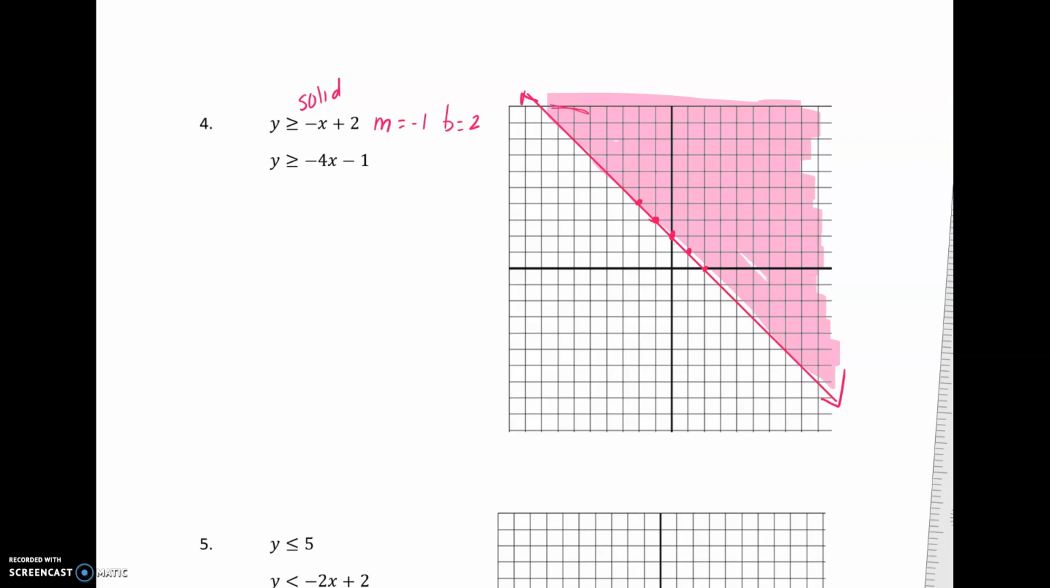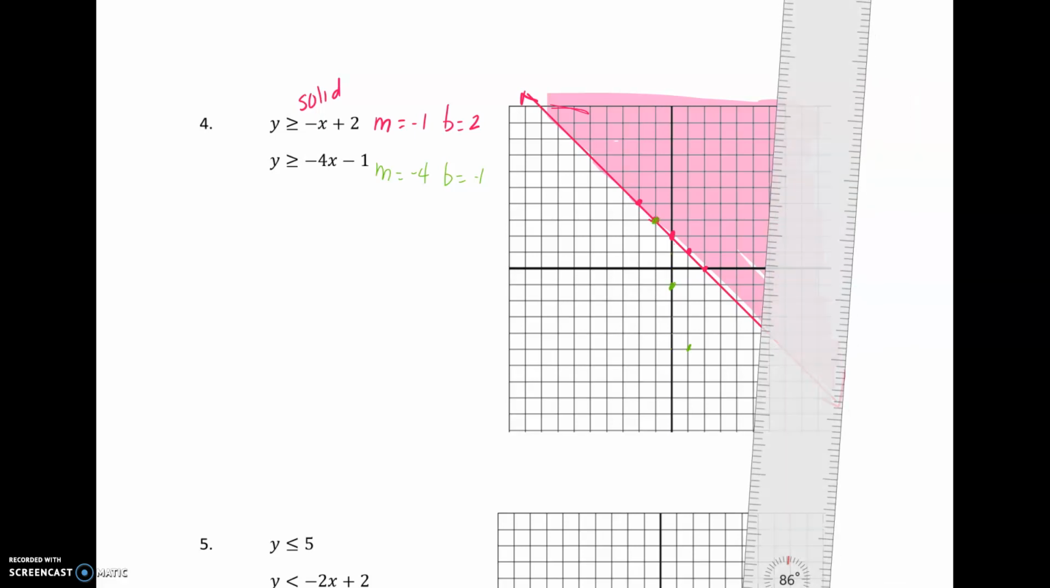Y is greater than or equal to negative 4x minus 1. My slope is negative 4. My intercept is negative 1. I start at 0 and I go down 1. Then from there, I'm going to go down 1, 2, 3, 4, over to the right 1. Up 1, 2, 3, 4, over to the right 1. This is also a solid line.